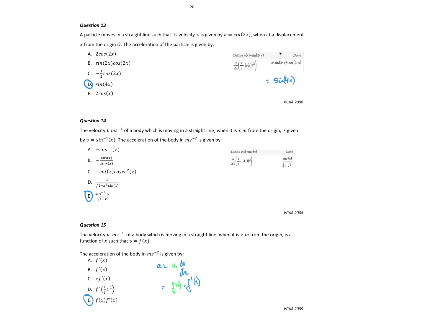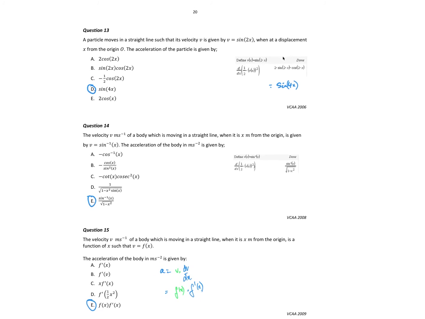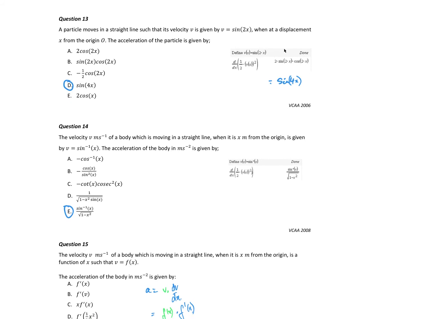Question 13. A lot of these were just straight on the calculator from memory, I reckon. So there's my velocity, the acceleration of the particle. I started going with, instead of going v dv/dx, which I could have done, so I could work out dv/dx, the derivative of sine 2x, and then multiply by v again.